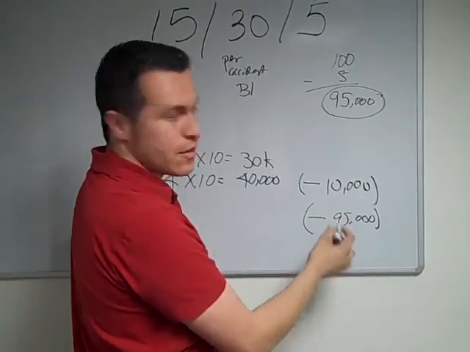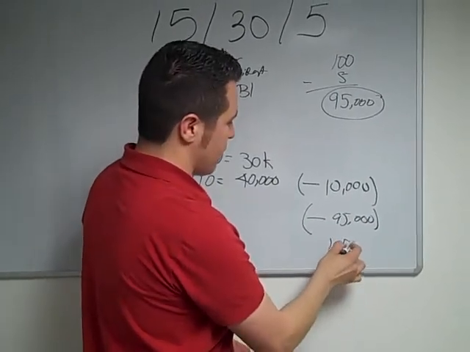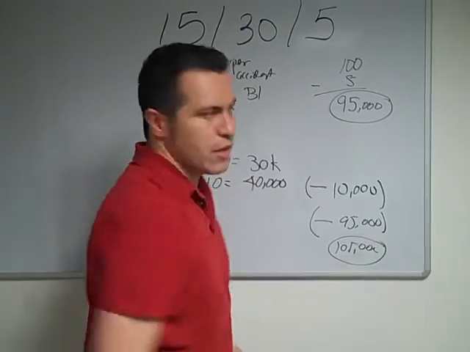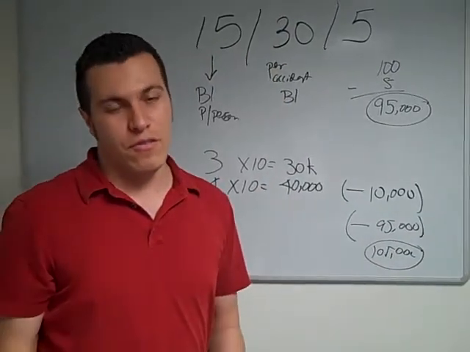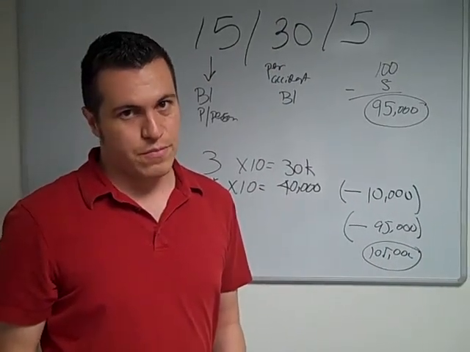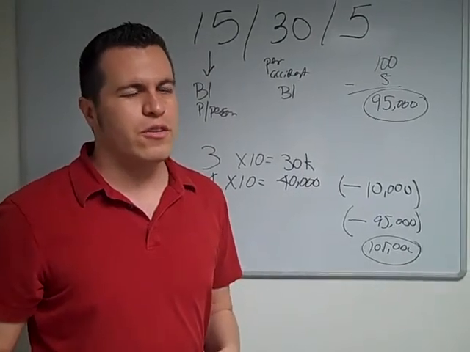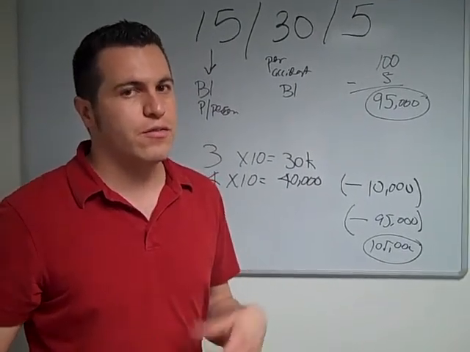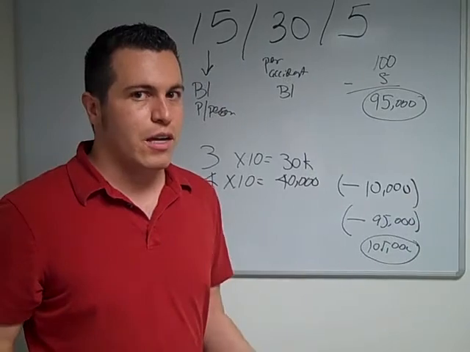Okay, 95 and 10 is 105,000. Okay, who's responsible for this 105,000? Unfortunately, you are. So that's why it's important to verify your declarations page on your insurance policy to find out exactly what you have. I'll give you another example.